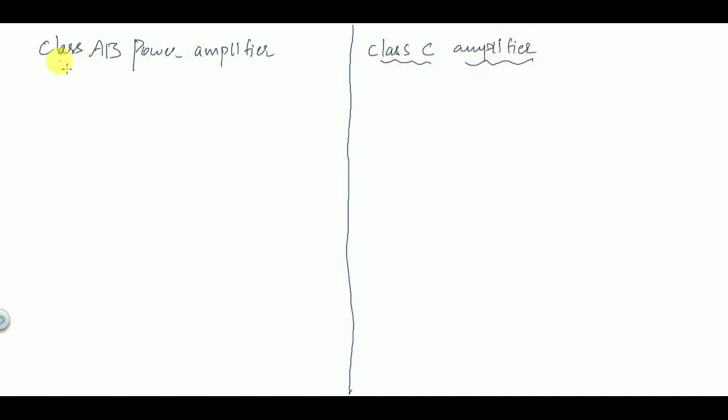Hello everyone, welcome back to the fast track series of UGC NET Electronic Science. In this video we are going to learn about class AB power amplifier and class C power amplifier, the important points regarding these two types of power amplifiers.